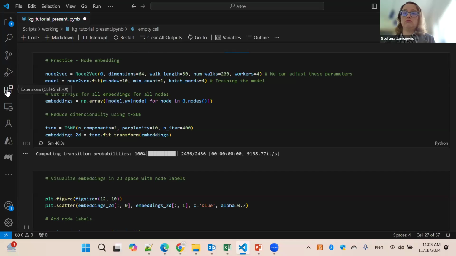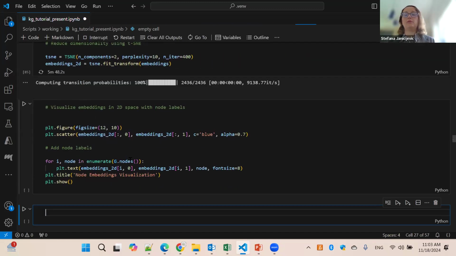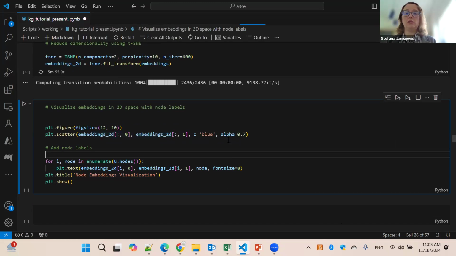And everything else we said about visualization, you can see here when we finish there. About visualization, you can see that we have x and y coordinates. This is x and y here, coordinates of each node. c is blue, the color of the points, alpha 0.7, the transparency of the points. And we are adding node labels for coordinates with this part of code.